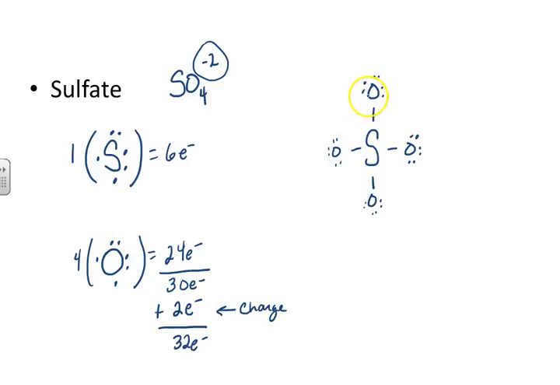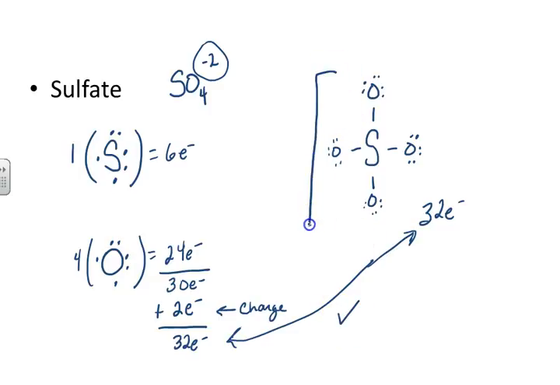And then we have 2, 4, 6, 8 times 1, 2, 3, 4. 8 times 4, 32 electrons. Those match, valid structure. The only extra thing we'll do with polyatomic ions is we'll put brackets around them, and we'll put the charge outside, stating that there's an extra 2 electrons.